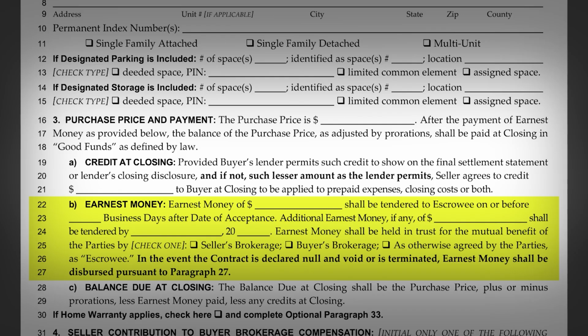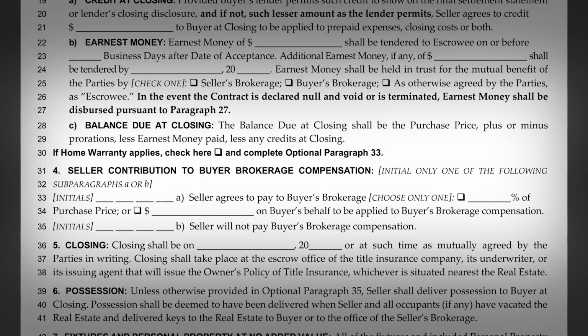Then you review the earnest money. It also talks about if there's any additional earnest money that's going to be in there. A lot of people put in X amount of dollars after attorney review, whatever you're going to do there. That's all, once again, lines 21 through 24. And then the brokerage or wherever you're going to be holding that earnest money. Okay, it talks about balance due at closing. And then on line 30, they start talking about right up front here if the home warranty applies.